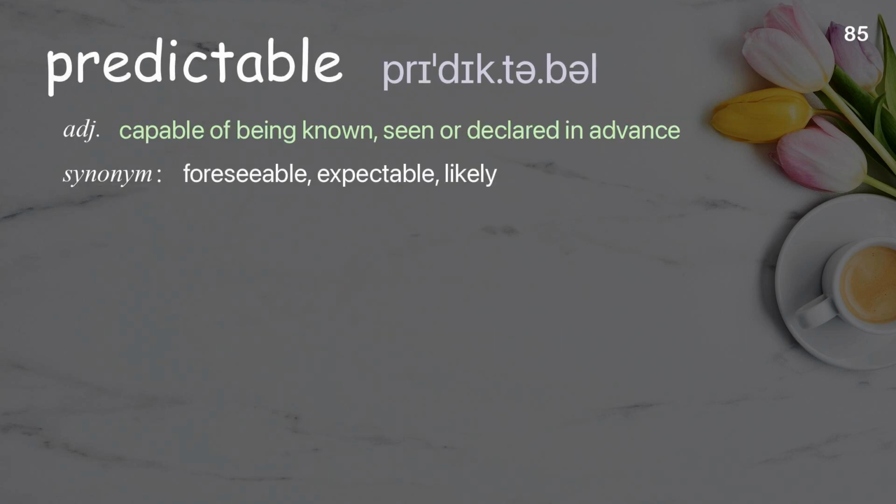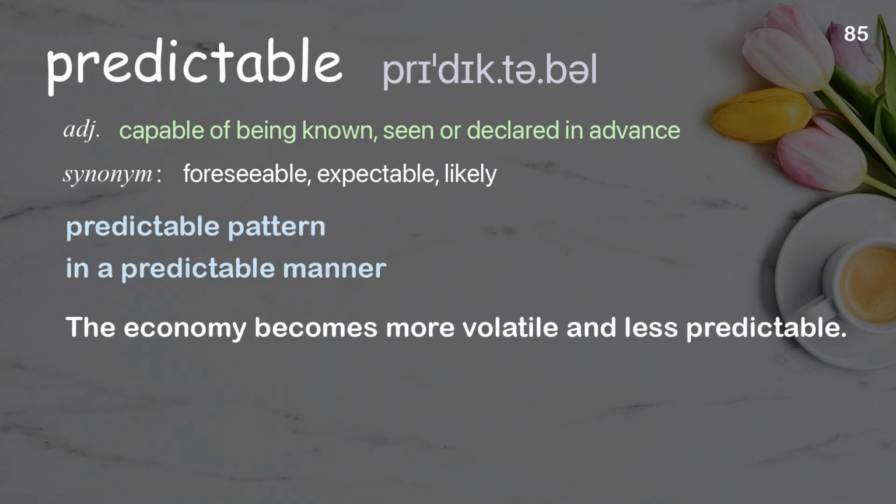Predictable: capable of being known, seen, or declared in advance. Examples: predictable pattern, in a predictable manner. The economy becomes more volatile and less predictable.